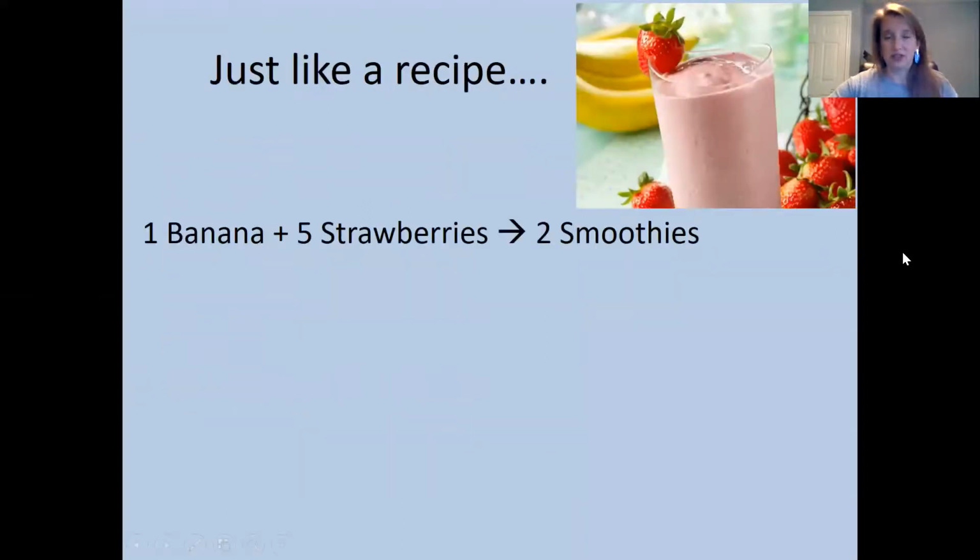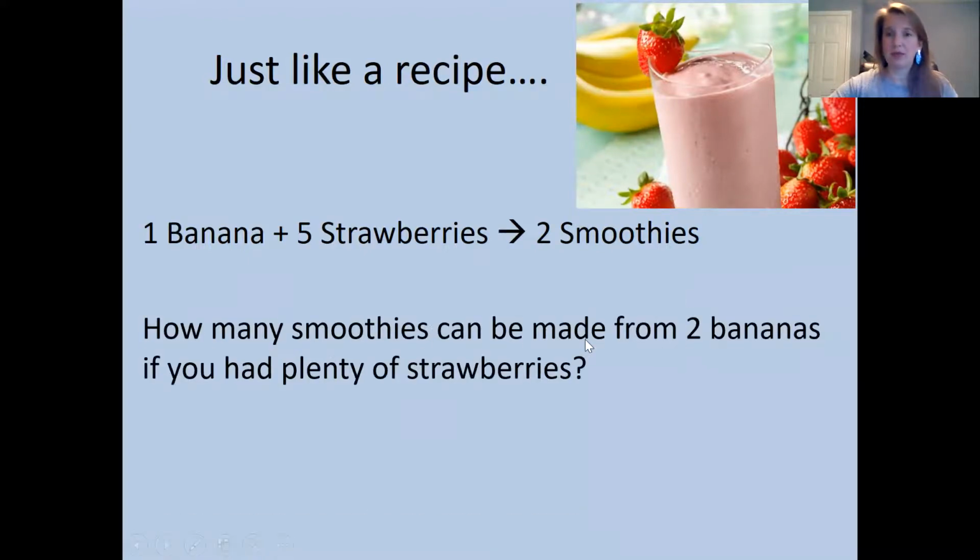Chemical reactions and stoichiometry are just like a recipe. If we have this recipe here, 1 banana and 5 strawberries gives us 2 smoothies. How many smoothies can we make if we have 2 bananas and plenty of strawberries? When we look at this recipe, we can see that 1 banana gives us 2 smoothies. So we should expect that if we have twice as many bananas, we can make twice as many smoothies. We should be able to make 4 smoothies because the ratio is 1-to-2.